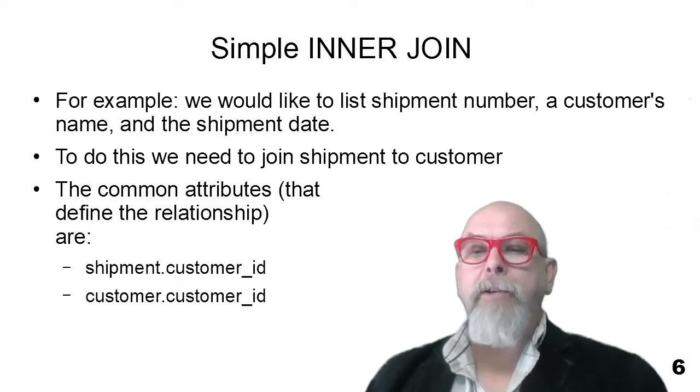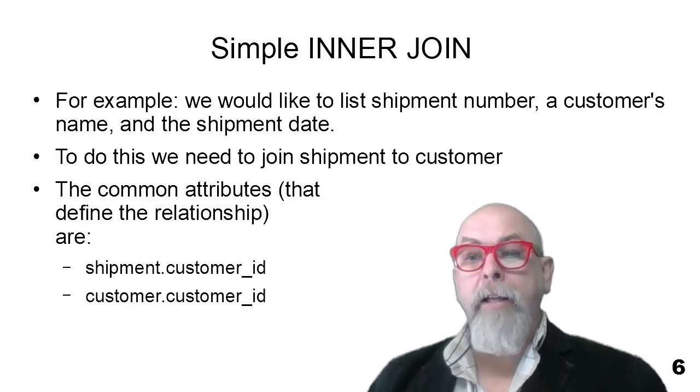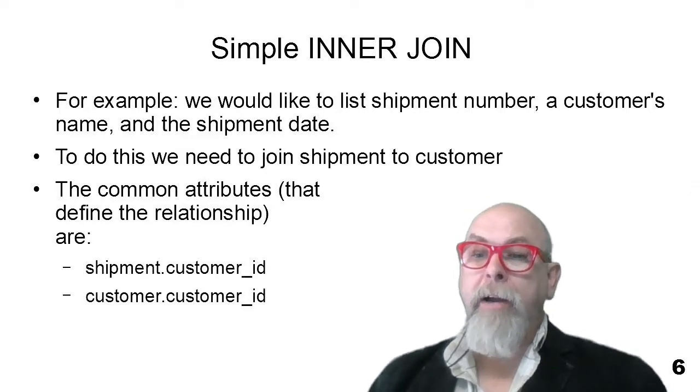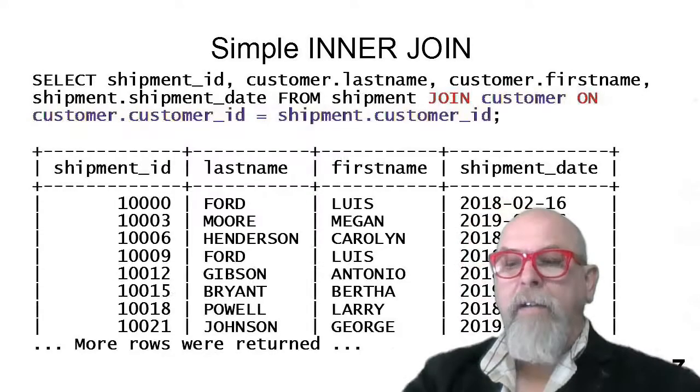The common attributes that define the relationship between the shipment and the customer table are the customer ID, because it's a foreign key on the shipment table and it's a primary key on the customer table. Let's see what the SQL statement to join those two tables and to give us this data looks like.